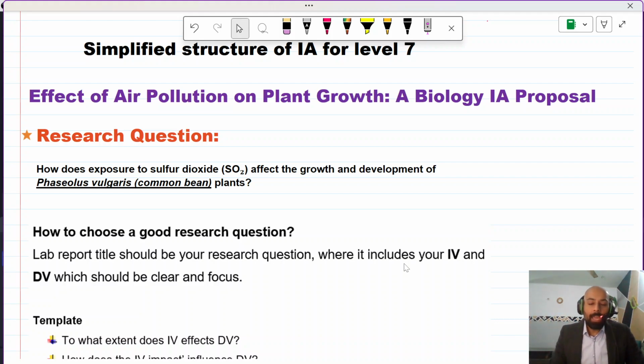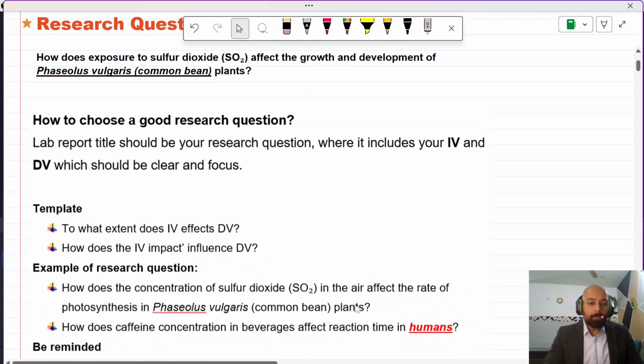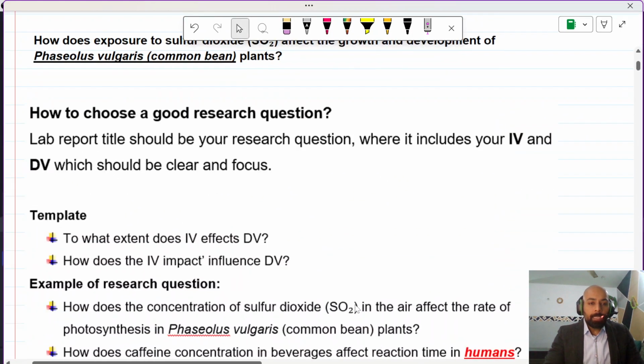The first thing you have to consider is choosing a very good research question. Whenever you're planning to write down your internal assessment, make sure the choice of the question is very good. Okay, now how do you define a good research question? Here we have some of the questions given below, as you all can see.